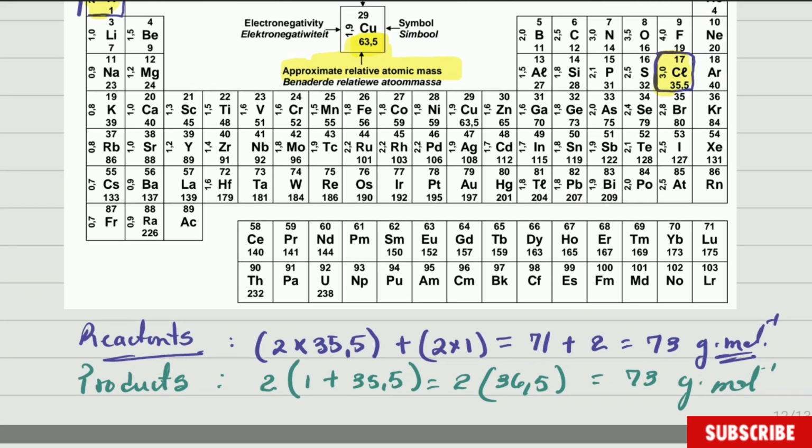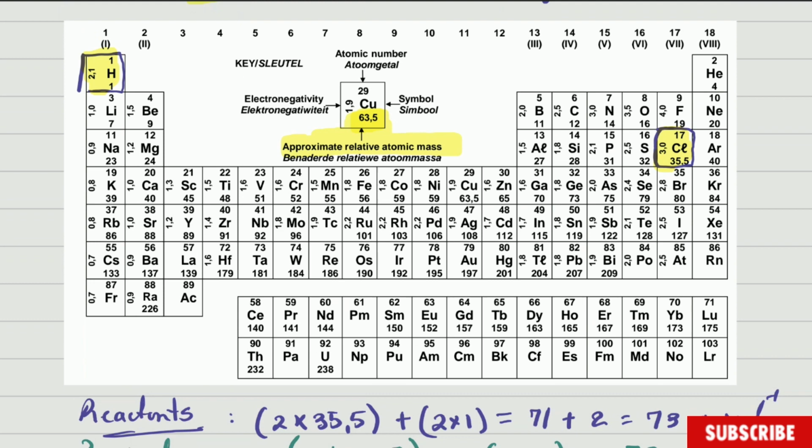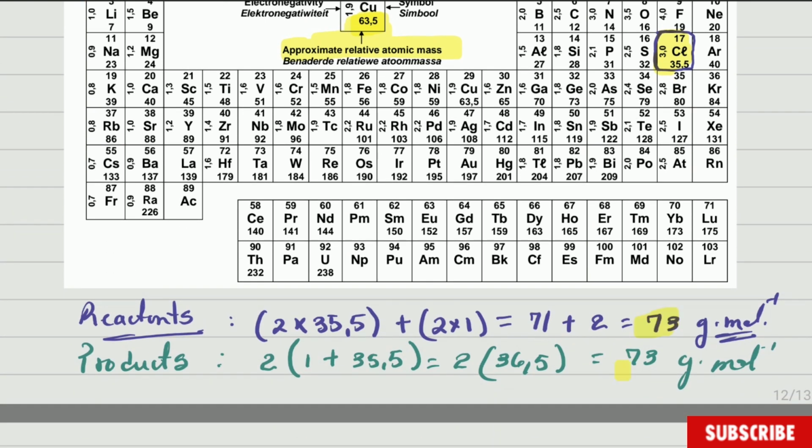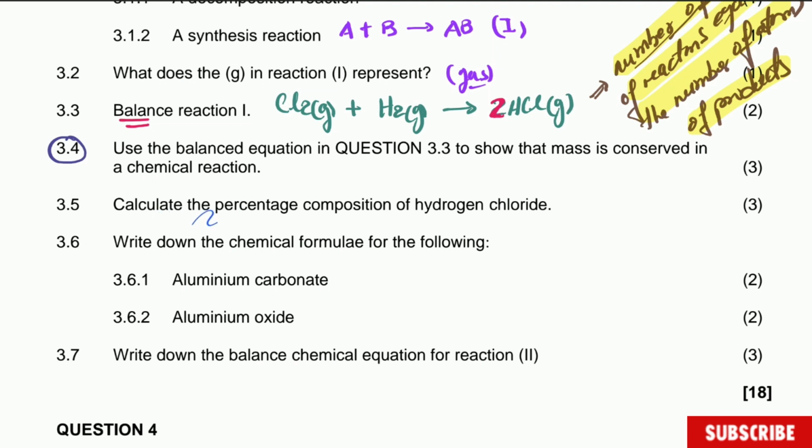Quite simple. All you need to do is to use the periodic table and look for the mass. If this one is not the same, then the balancing was wrong. Next question, calculate the percentage composition of hydrogen chloride. Very good, because we didn't practice something like this up until now. Calculate the percentage composition of hydrogen chloride.